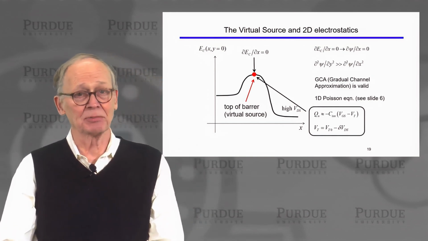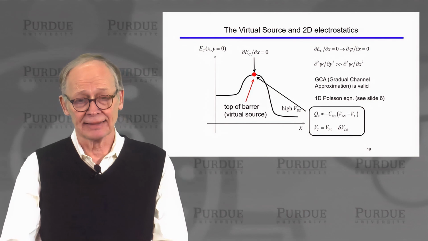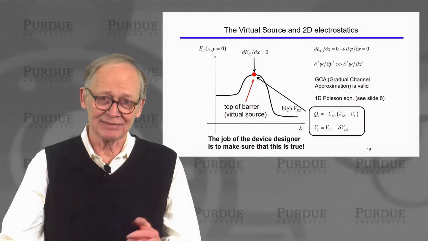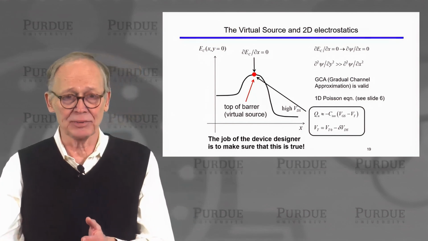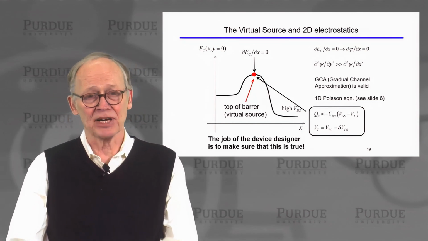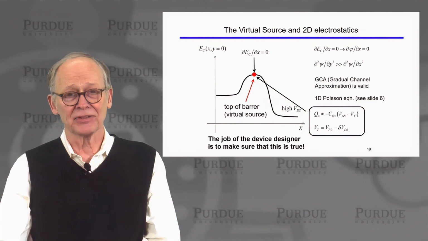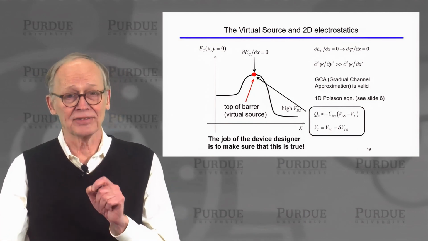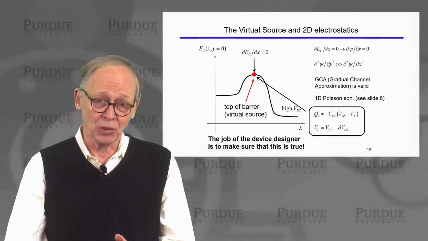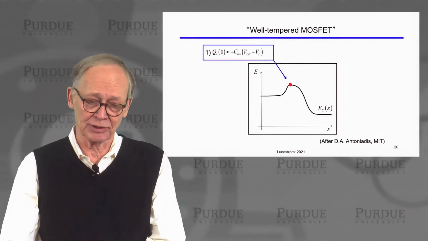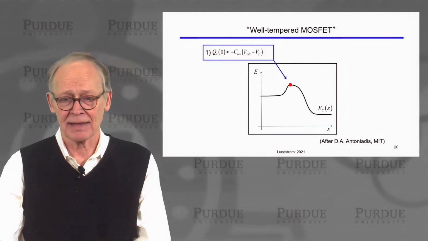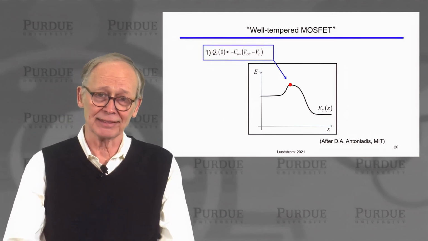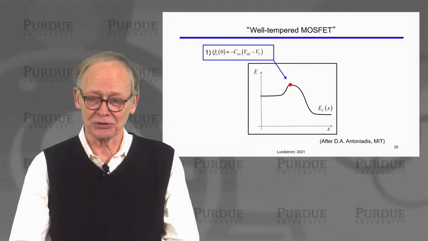All right, so that greatly simplifies our analysis in these very short channel devices. And you ask, well, how can I know that that's going to be the case? Well, that is really the job of the device designer. Device designers spend a lot of time designing the transistors so that this does indeed occur. This is why we've moved to FinFET structures and will eventually move to nanowire structures. It's to produce what my colleague at MIT, Dimitri Antoniadis, refers to as a well-tempered MOSFET.